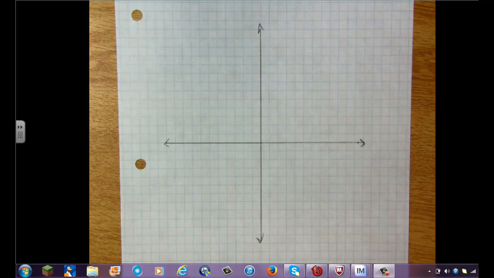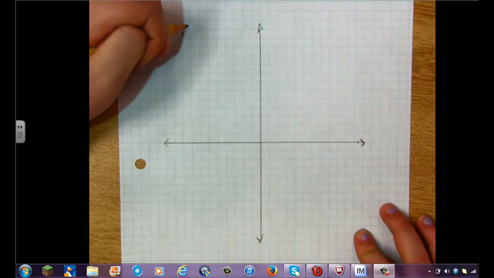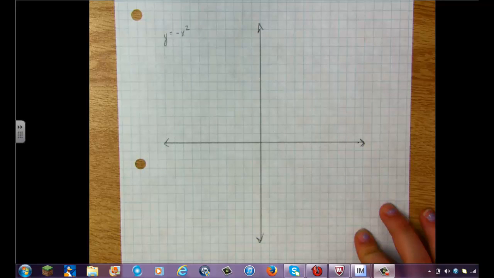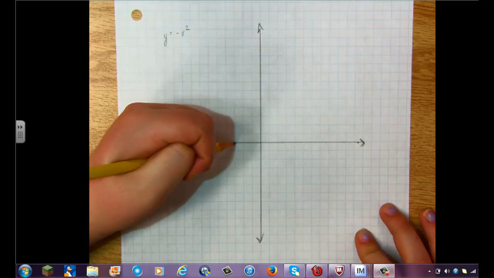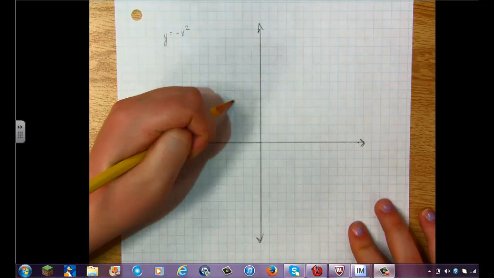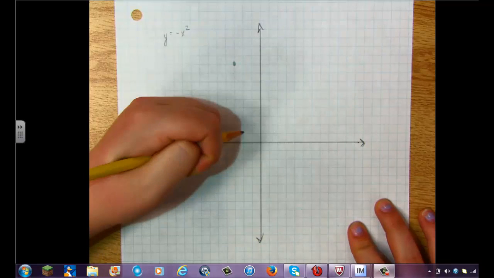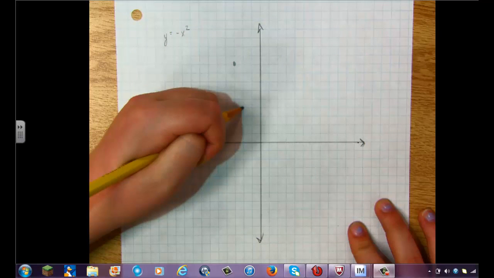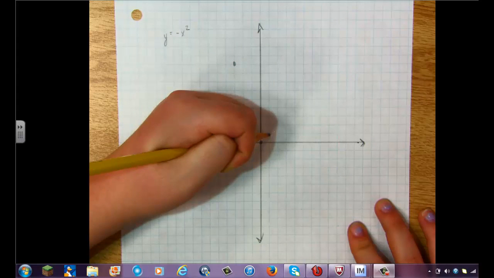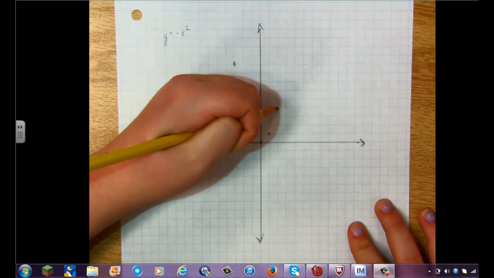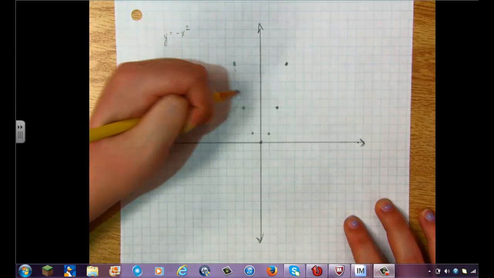If you were to reflect the graph, the equation would be y equals negative x squared. And then just graph the parent graph again. It would be negative 3, 9. Negative 2, 4. Negative 1, 1. 0, 0, 1, 1, 2, 4, and 3, 9. And then just connect them with the dotted line.